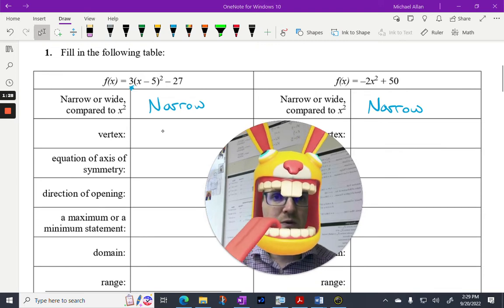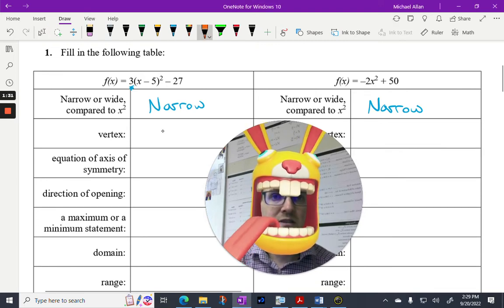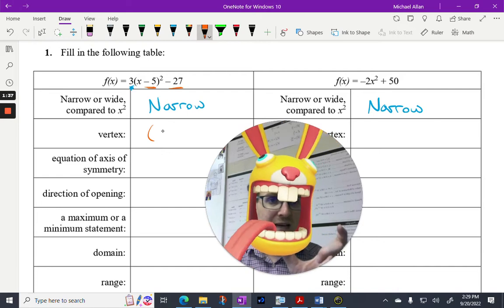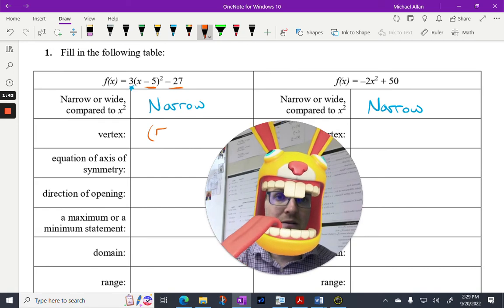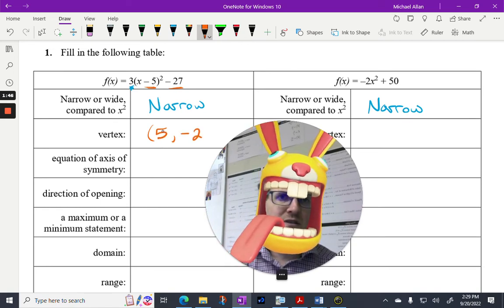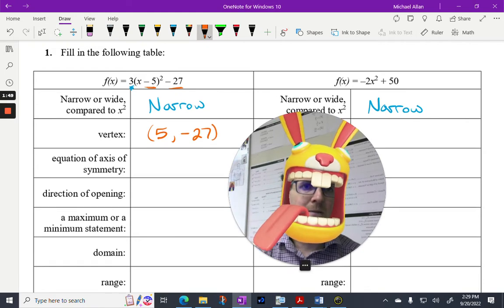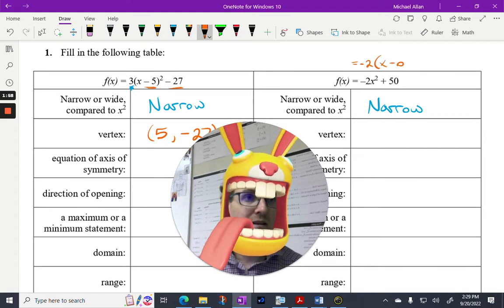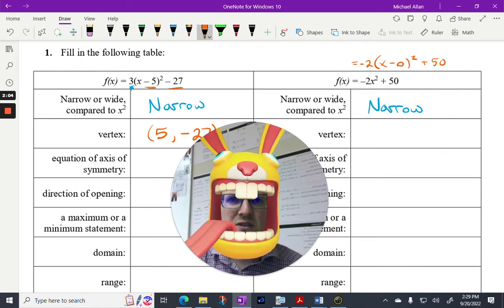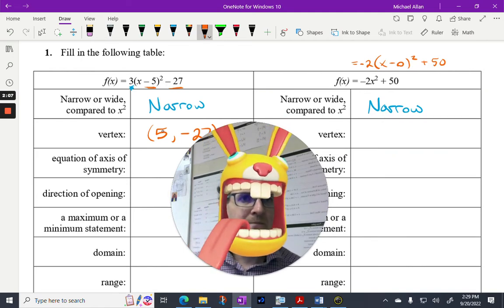So the vertex for this one over here is using this number here, the 5 and the -27. Remember that the 5 technically means minus a +5, means the p-value is actually 5, but the q is still -27. Then over here, because we don't have any parentheses, technically we can rewrite this as -2 bracket x minus 0 bracket squared plus 50. These essentially are the same thing, but usually when you say +0, we just don't write +0. So this is going to be 0, 50. All right?